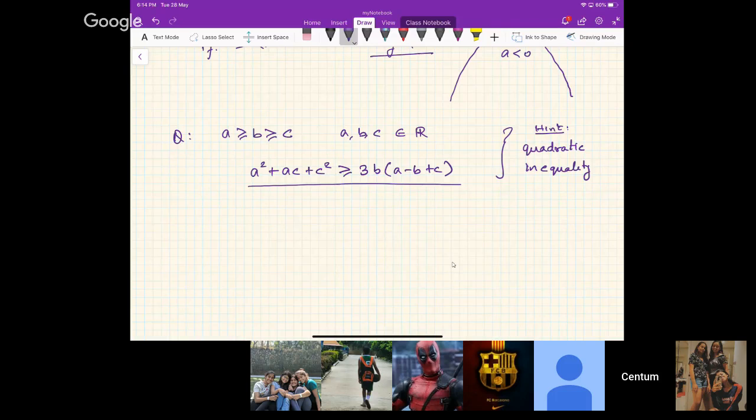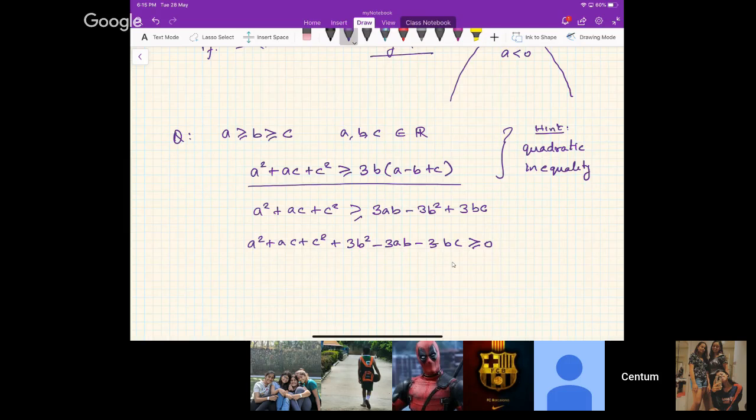See, in such cases, guys, it was clearly evident that you had to use something called quadratic inequality. What is that? So let me just rewrite this inequality. It is a square plus ac plus c square, and this is greater than or equal to what? It is 3ab minus 3b square plus 3bc. Isn't it? Now let us write this in such a way that all the terms are on one side. So hence I can write this as a square plus ac plus c square plus 3b square minus 3ab minus 3bc, and this must be greater than or equal to 0.